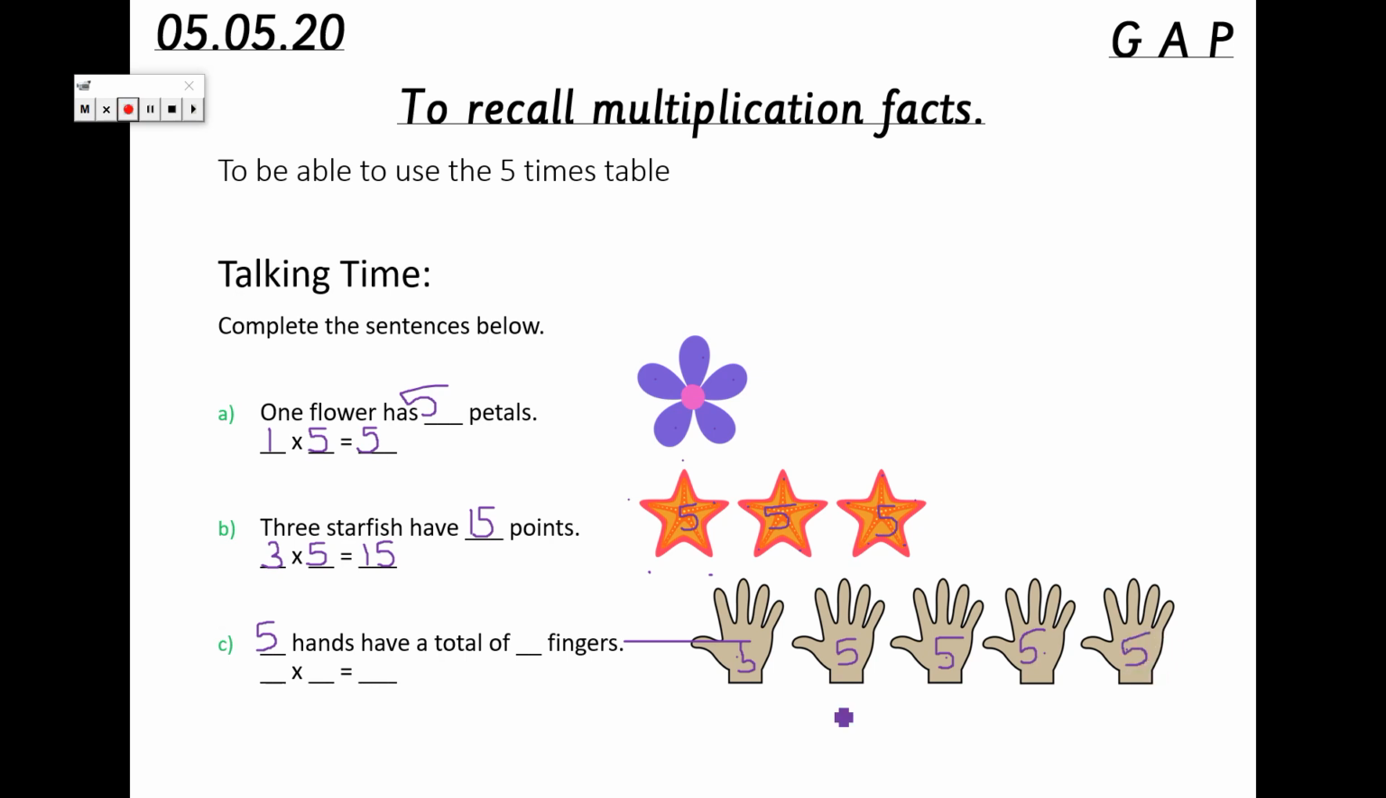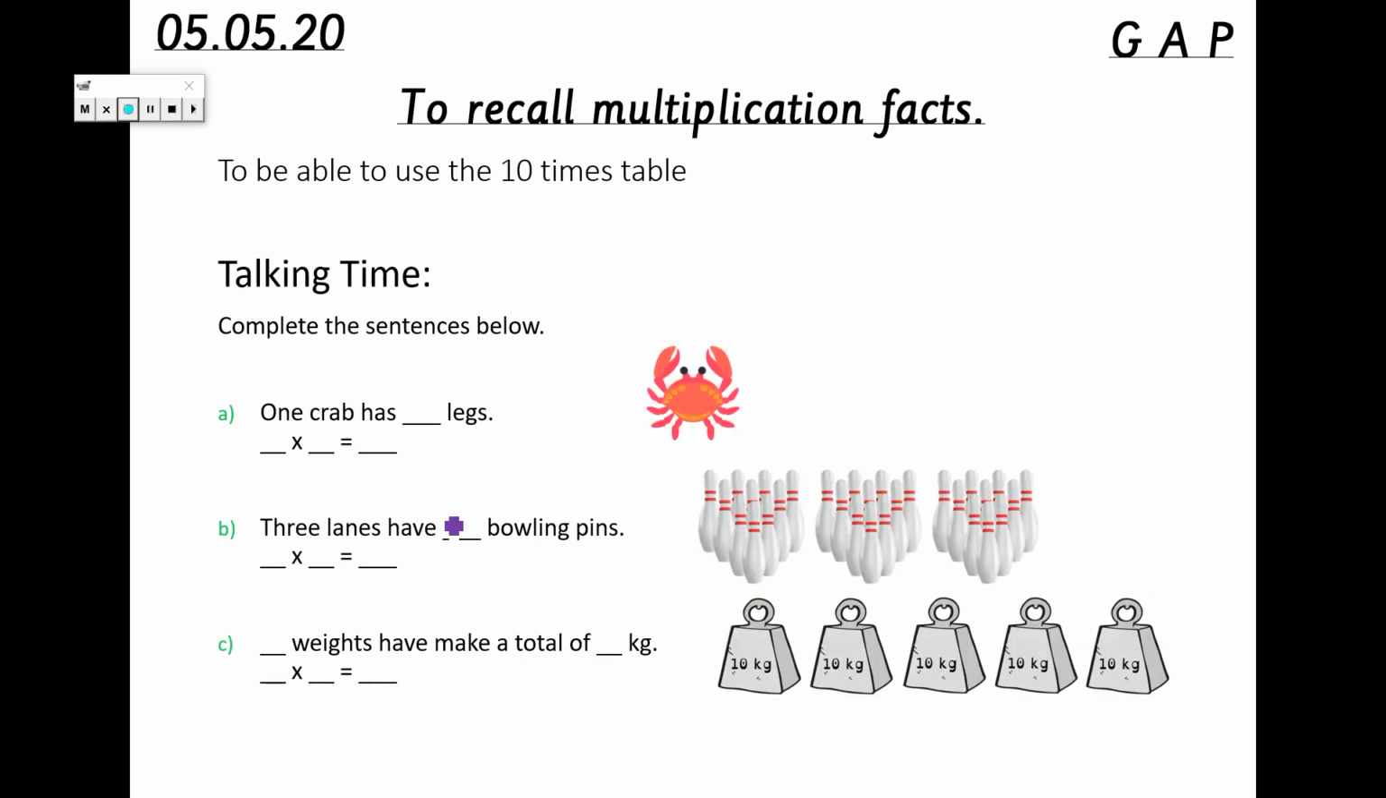So let's have a go at counting in steps of 5. We've got 5, 10, 15, 20, 25. So 5 hands have got a total of 25 fingers. So 5 hands, each with 5 fingers, gives me a total of 25. Brilliant. Well done, everybody. So let's see if we can do this one.